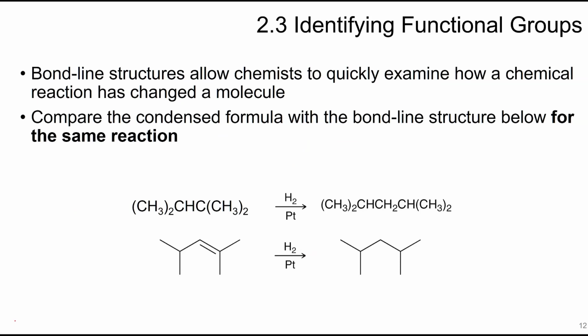The next part is identifying functional groups. When you use the bond line, it's very easy to see the difference in functional groups or to see if a reaction has occurred. So if you look at this first reaction here with the H2 platinum, it's hard to see what the difference in the molecules are. But if you show it here, you can see we went from having a double bond to no double bond. So when you have the zigzag format, it makes it a lot easier to see what's happening in the reaction.